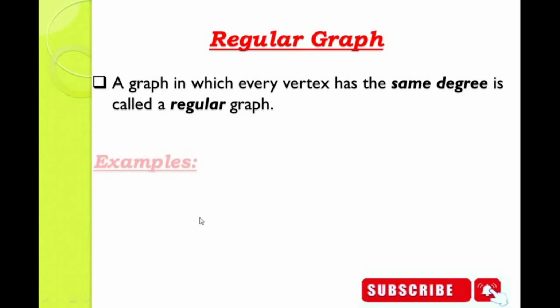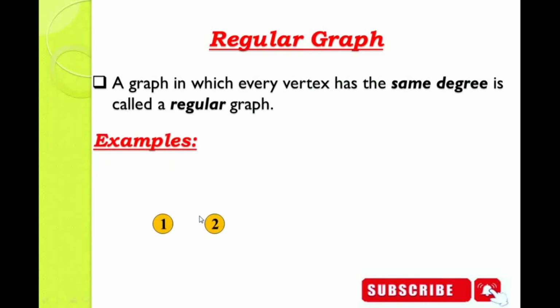Okay, let us consider some examples of regular graphs. First example, we consider two vertices with one edge. What is the degree of 1? How to find the degree of a particular vertex? That is nothing but the number of edges connected to a particular vertex. So what is the degree of 1? Degree of 1 is 1. What is the degree of 2? Also 1. Therefore this is called a 1-regular graph.